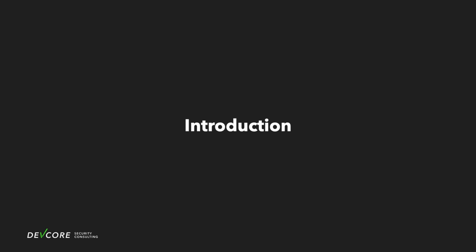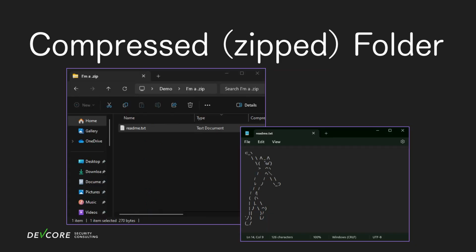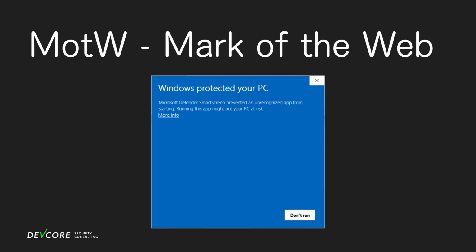Let's start the talk with an introduction. First, let's talk about the compressed zippy folder. It's a feature integrated into the Windows File Explorer. You can browse a zip file without decompressing it, just like this. The vulnerabilities found in the compressed zippy folder are mostly MOTW bypassing. What is MOTW? It's a mark of a file that lets Windows know the file came from the internet.